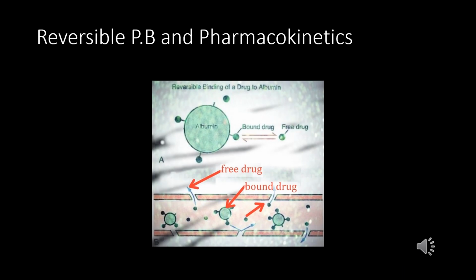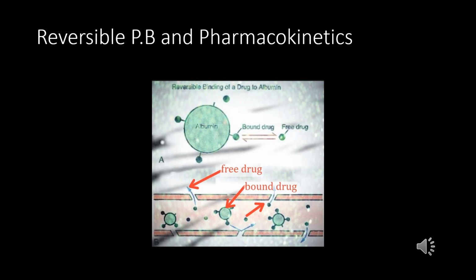Here in this diagram, we can see the albumin protein, which is one of the important plasma proteins as its concentration is higher as compared to the other proteins. Now here you can see albumin is in combined form with the drug, the upper portion of the diagram, and through a reversible process, the drug can unbind and can exist in the free form.